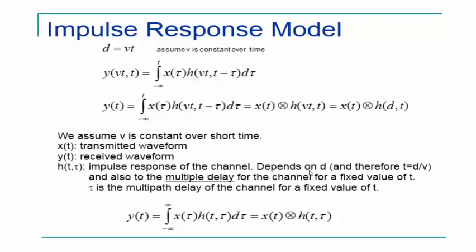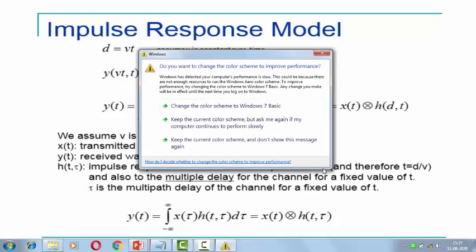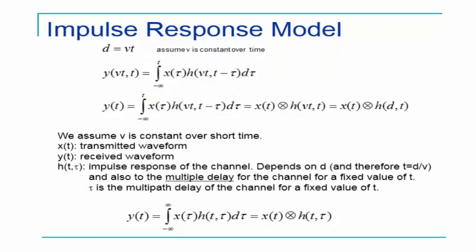So here we assume that v is the constant velocity over a time, x of t is the transmitted waveform, y of t is the received waveform, h of t comma tau is the impulse response of the channel depending on the distance d, and therefore t is equal to d by v, and also tau is the multipath delay for the channel for a fixed value of t. Then tau is nothing but the multipath delay of the channel for a fixed value of t.